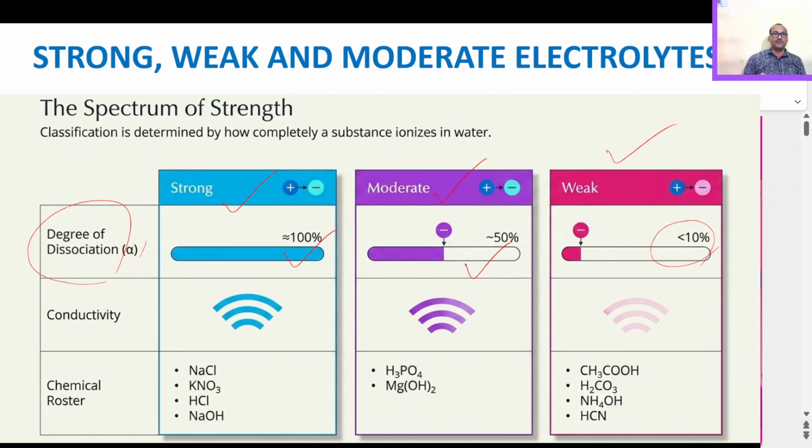And here are some examples of different types of electrolytes. Strong electrolytes like NaCl, potassium nitrate, HCl, NaOH. Similarly, moderate electrolytes like H3PO4 and Mg(OH)2, magnesium hydroxide. And under weak electrolytes, we have acetic acid, ammonium hydroxide, H2CO3, etc.